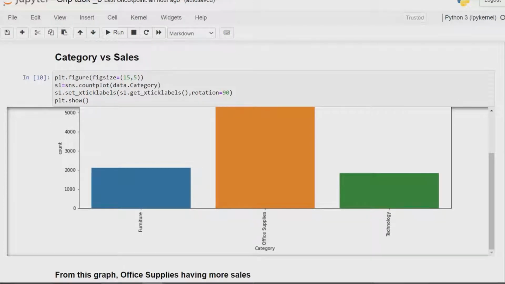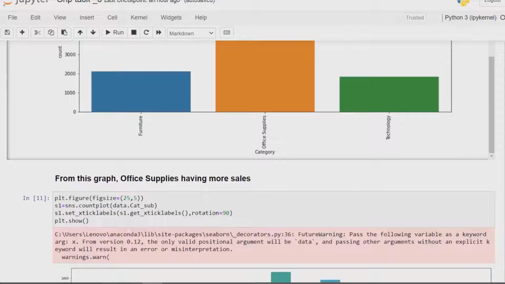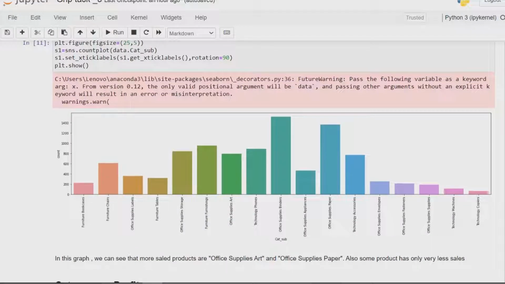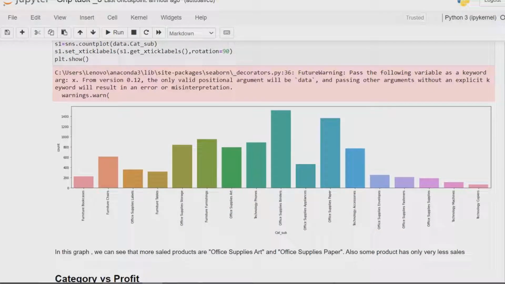Here we plot a graph of category versus sales. From this graph, office supplies have more sales. Then we took the count of the category and subcategory columns. In this graph, we can see that the products with the most sales are office supplies art and office supplies paper. Also, some products have only very low sales.